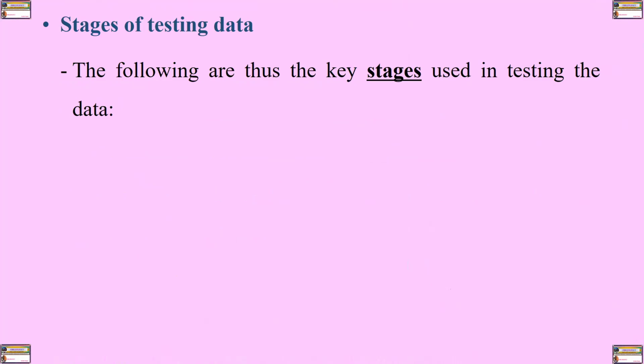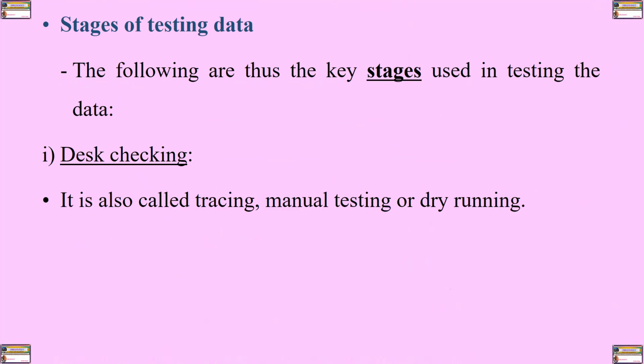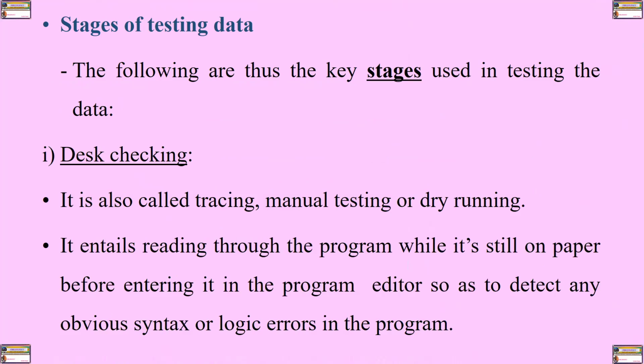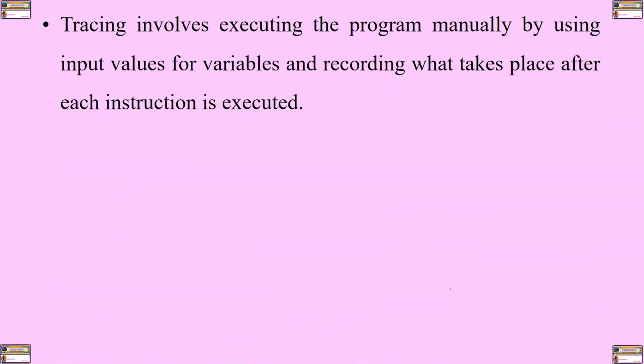So what are the stages of testing data? The following are the key stages that are used in testing data. The first stage is desk checking. It is also called tracing, manual testing, or trial running. It entails reading through the program while it is still on paper before entering it in the program editor, so as to detect any obvious syntax or logic errors in the program.